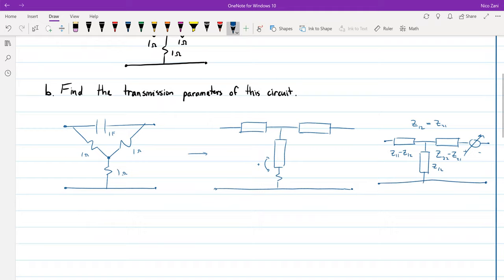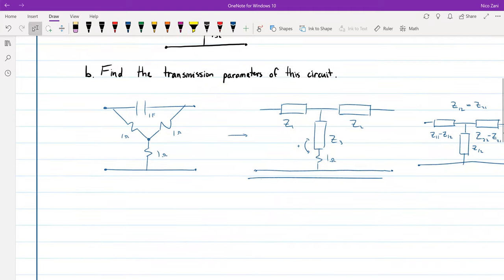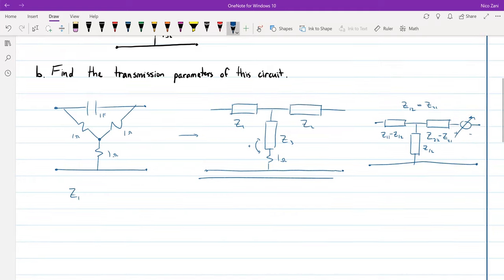This particular model is helpful to know, that we want to get this circuit into this sort of form. So I'm going to go ahead and label this as Z1, Z2, and Z3. And we already know that this is going to be 1 ohm. So the question is, what are Z1, Z2, and Z3? Well, first of all, an important thing to note is that we know that Z1 has to be equal to Z2. I claim that we know this. Why?